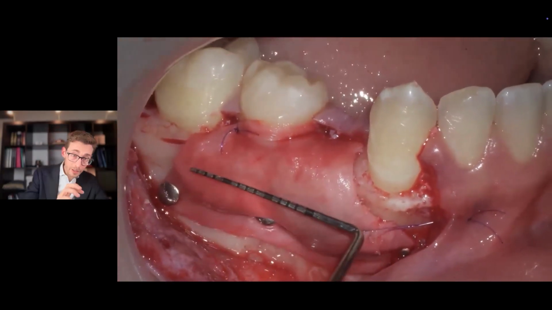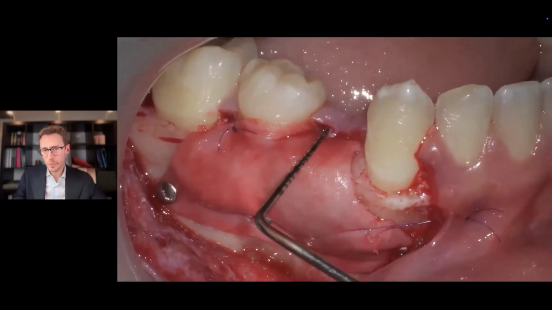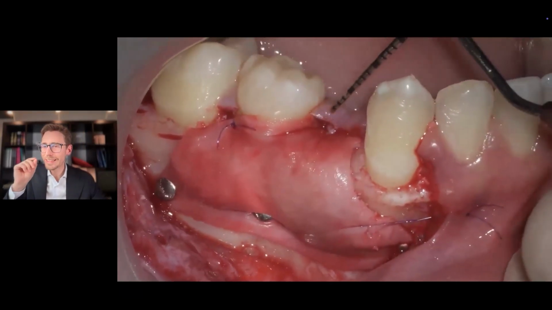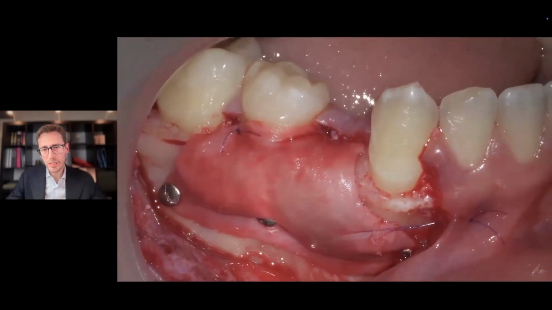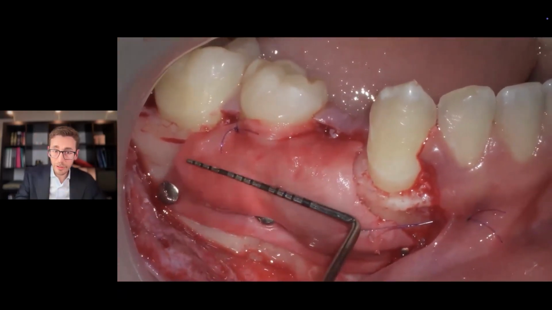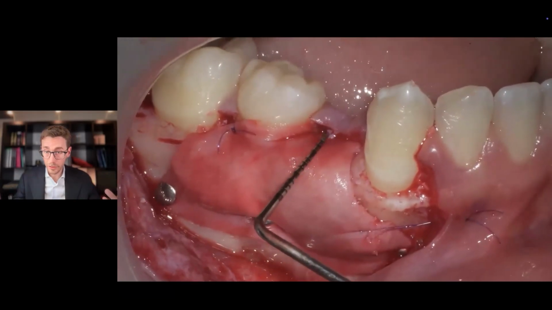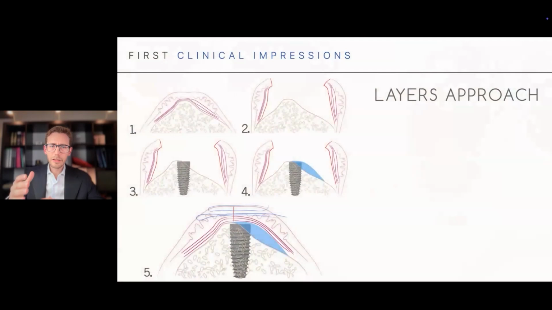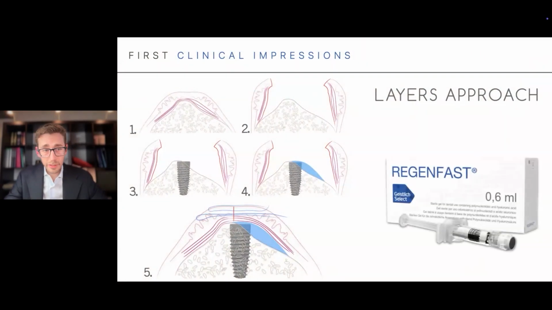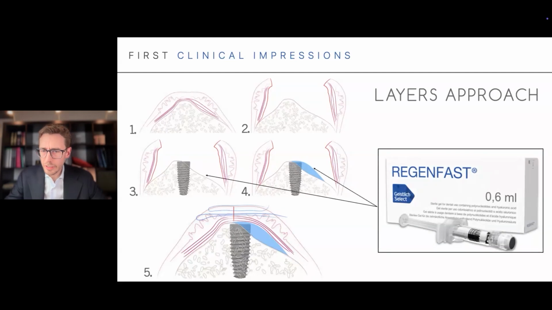Well, if you combine RegenFast with Bio-Oss outside of the patient's mouth, especially if you exceed in the quantity of RegenFast, you're going to see that it's almost impossible to achieve such primary stability, because the material itself is going to allow Bio-Oss to disgorge outside of the regenerative site. And this is the basis upon which I developed what I called the layers approach, which is fundamentally a regenerative strategy that tries to optimize and take advantage as much as possible of the biological activity of this product.